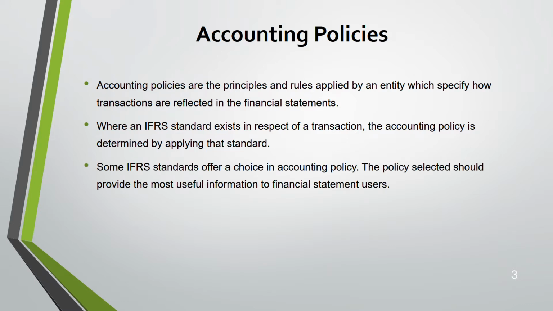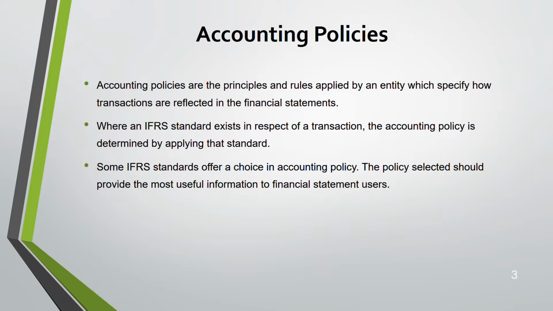Some IFRS standards give you a choice in accounting policies. Remember, IAS 16, property, plant and equipment gives you a choice: cost model or fair value model. Investment property gives you a choice, cost or the fair value model. So wherever they are giving an option, some IFRS standards, not all. Some standards are fixed, that you can only go by this model. Some give you a choice in accounting policy.